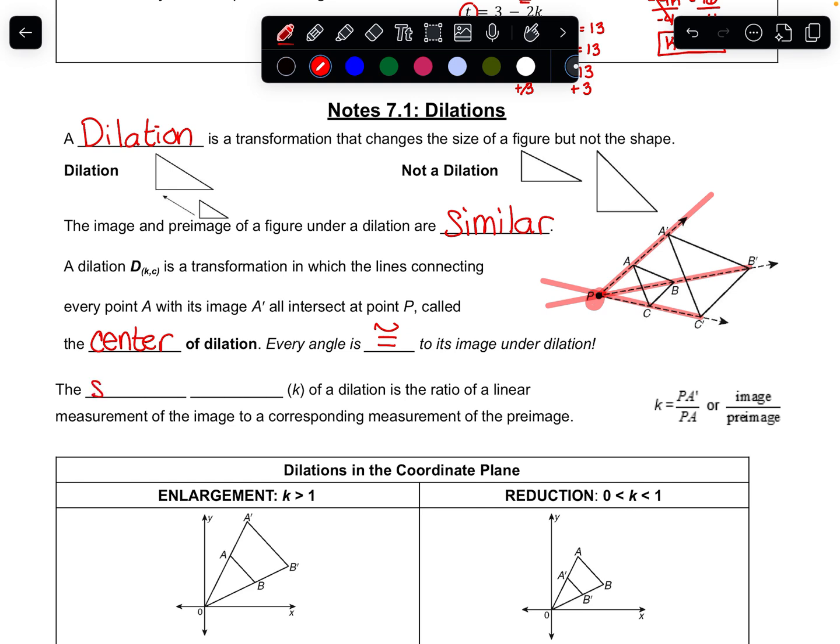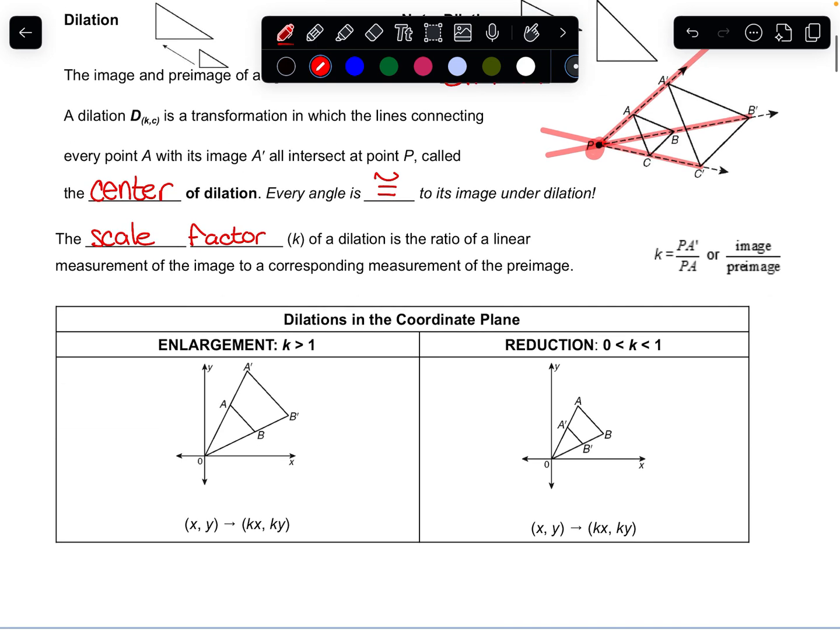Next is the scale factor. Factor just means multiplying by something. So scale factor is just the number that we are multiplying by to get the final product or the final image. So if we ever want to find the scale factor, we can use this right here. We can say the image divided by the pre-image. That will give us the fraction or the whole number, depending. It'll give us that scale factor.